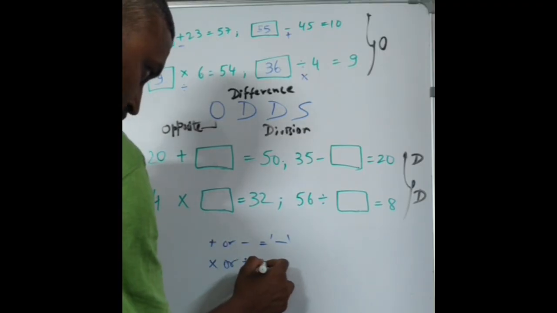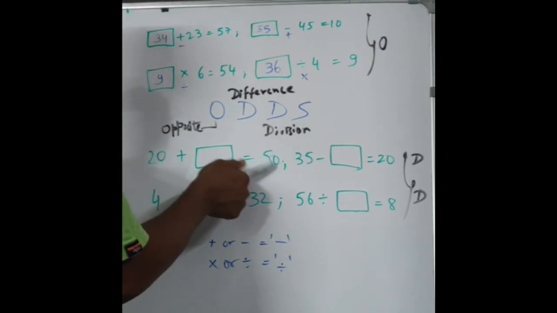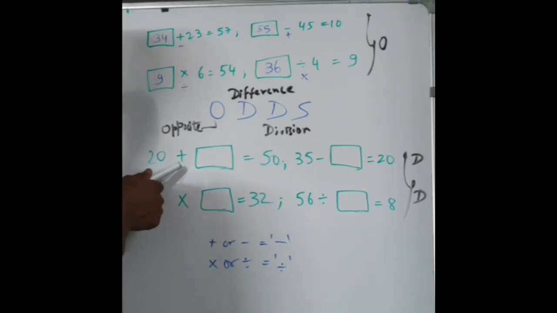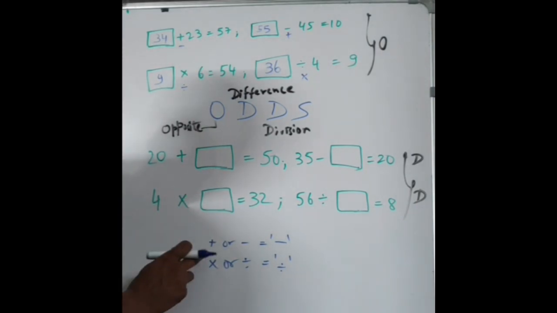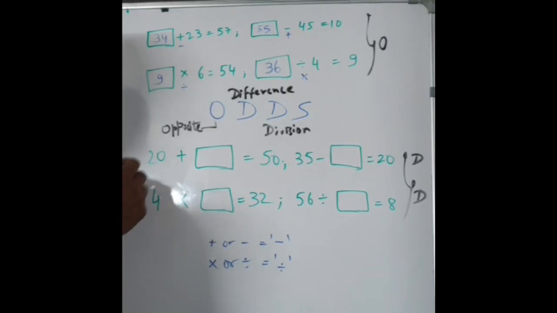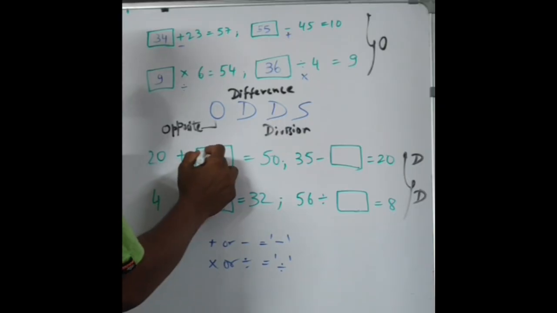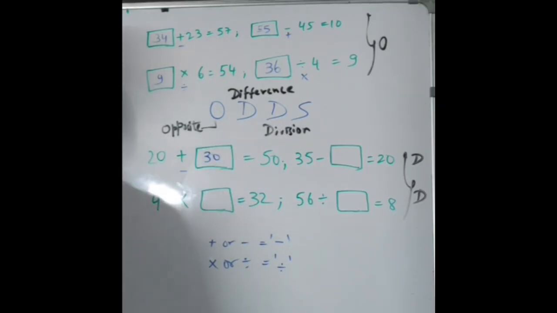Let's take a few examples. This equation states: what must be added to 20 to make it 50? Since we are trying to find the second term and the operator present is plus, we should perform subtraction here according to our rules, which is big number minus small number. Or in this case, 50 minus 20, which will give us 30 as the answer.